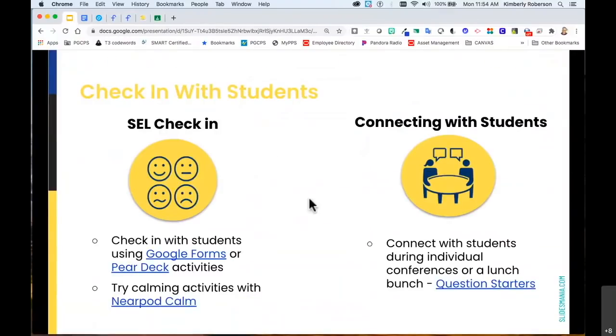Also, plan time to connect with your students by having individual or small group conferences, or possibly even setting aside time for a lunch bunch to see how your students are feeling or to learn about their interests. Connecting with students will be especially important to our students that are virtual all the time to help them feel connected to the class and to you as the teacher.